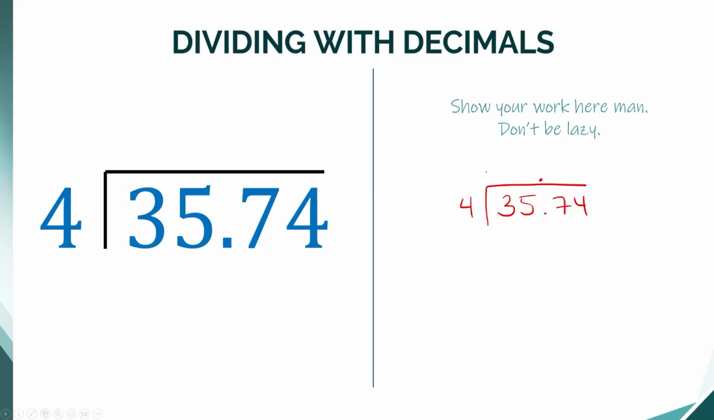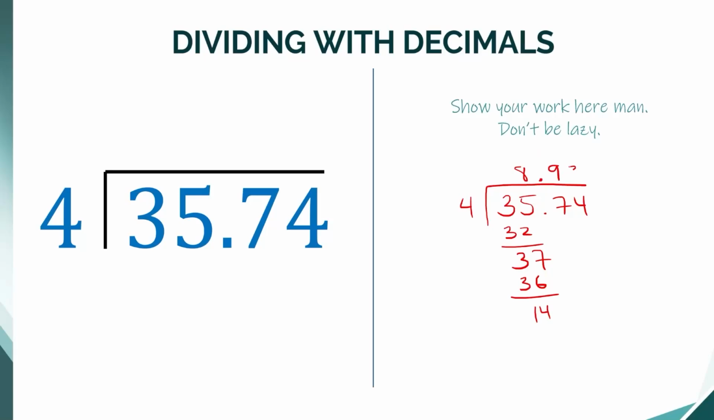And then we just do our standard dividing rules. Does 4 go into 3? No, but it does go into 35 8 times. So 8 times 4 is 32. 35 minus 32 is 3. 4 does not go into that, so we have to bring down the 7. 4 goes into 37 9 complete times. 9 times 4 is 36. 37 minus 36 is 1, which obviously 4 doesn't go into. So bring down the 4.